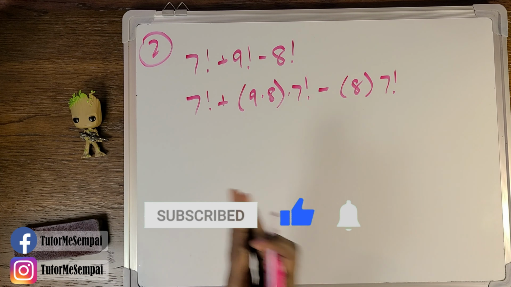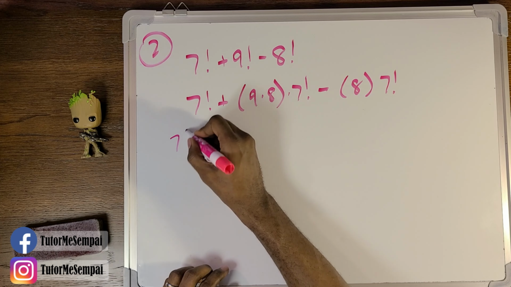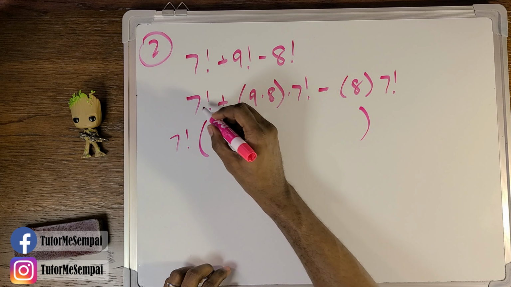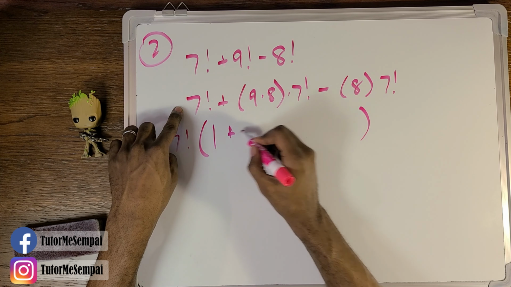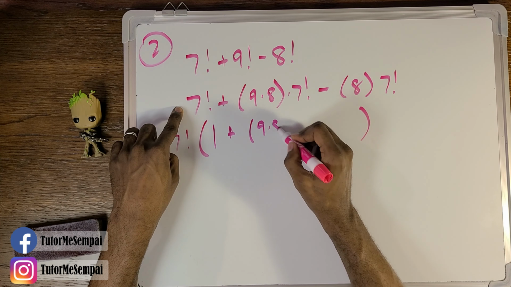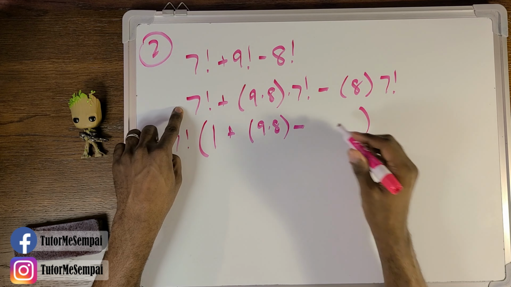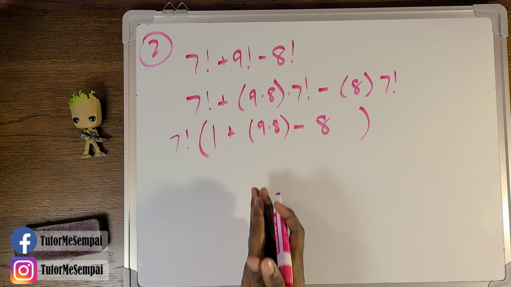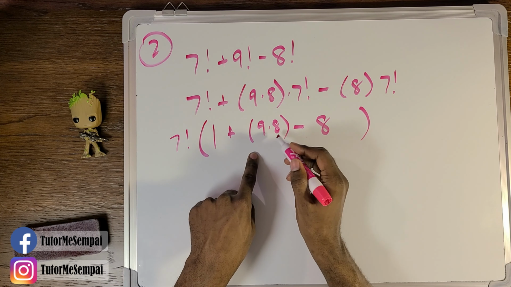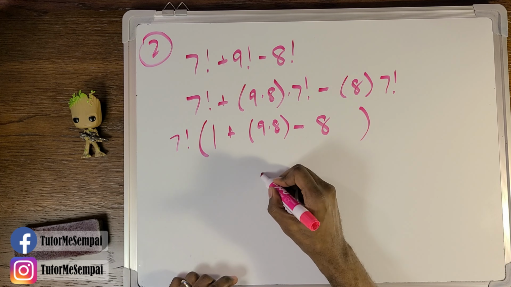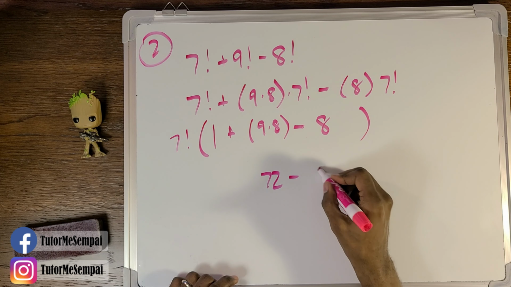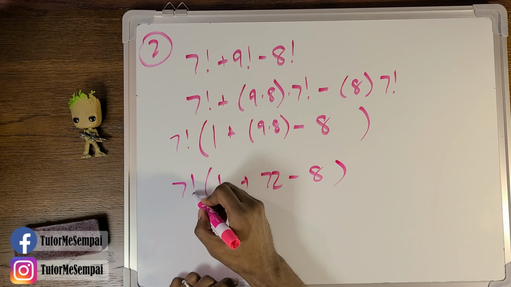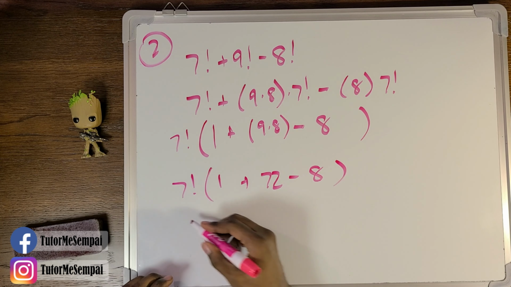Now we can safely extract it, leaving a 7 factorial on the outside and a big parentheses with a 1 here plus parentheses 9 times 8 minus 8. Now we do order of operations to focus on what's inside of parentheses, and we have a 9 times 8 here. So this is just going to be a 72 minus 8, and it's going to be a plus 1 over here, times a 7 factorial on the outside, and we're going to just keep carrying this down.